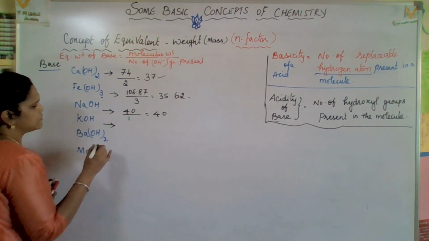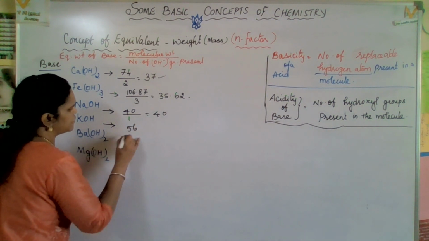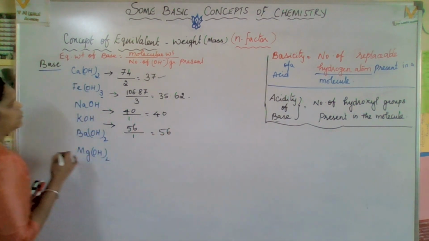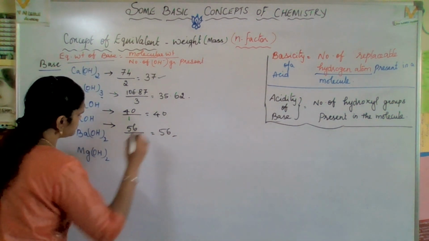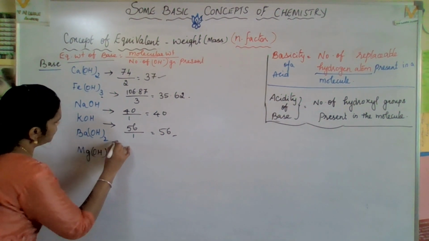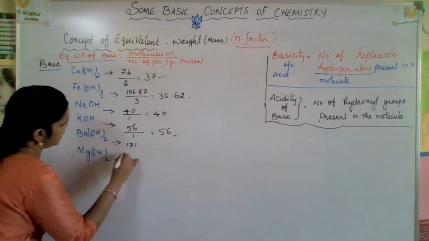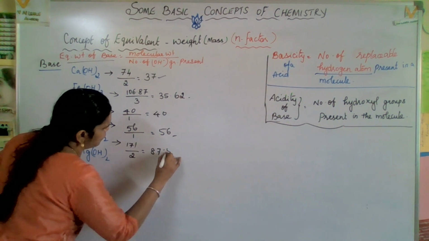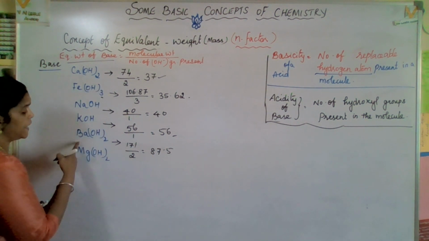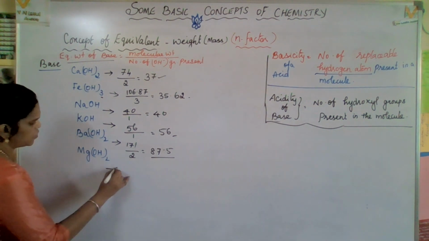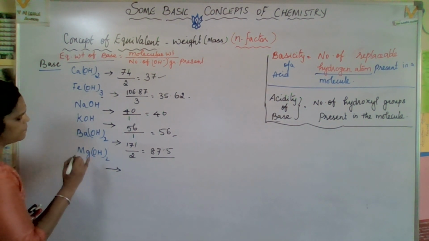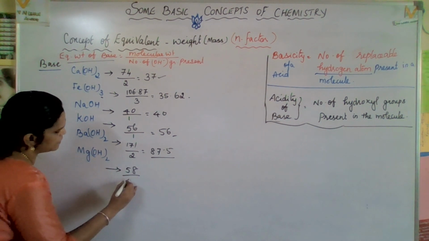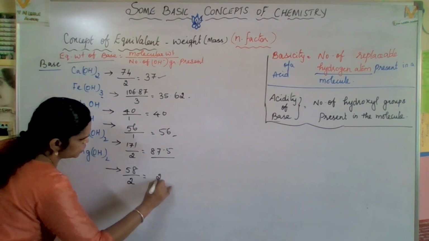And in the same way, potassium hydroxide: molecular weight 56 and OH only 1. So you will get 56, the equivalent weight of potassium hydroxide. Molecular weight of barium hydroxide is 171 and replaceable hydroxyl groups are 2, so you will get 87.5. Equivalent weight of barium hydroxide is 87.5. Please note down. And magnesium hydroxide: molecular weight is 58, replaceable hydroxyl groups are 2, so you will get 29.